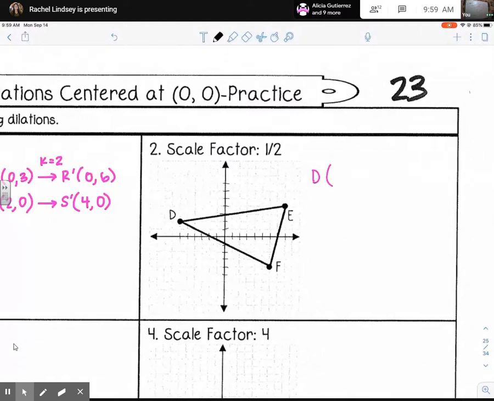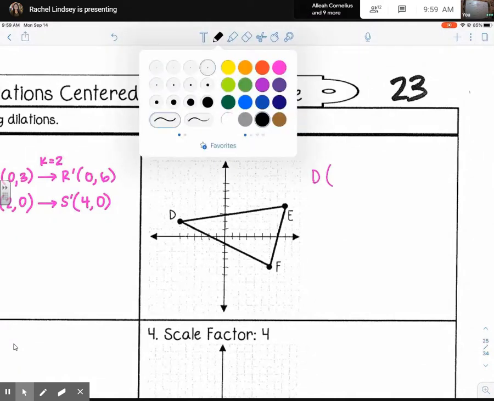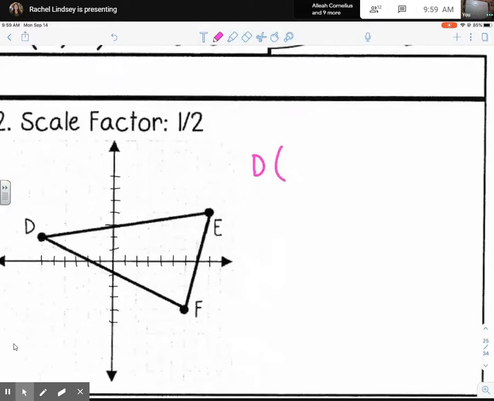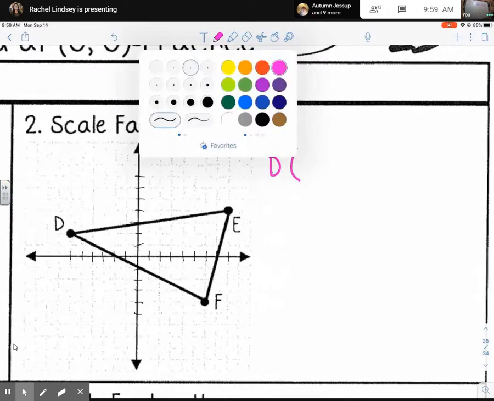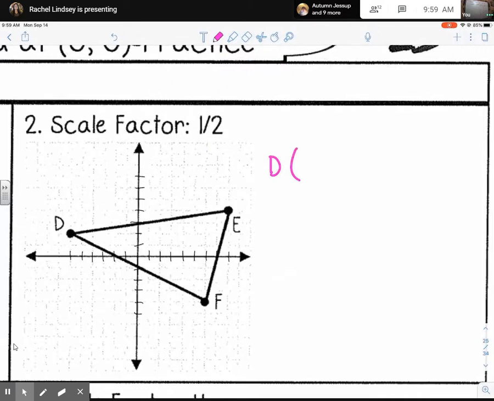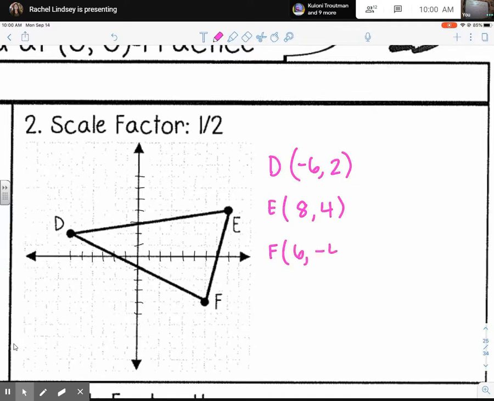Okay. So, where is D? -6, 2. That's 1, 2, 3, 4, 5, 6, -6, and up 2. E is at 1, 2, 3, 4, 5, 6, 7, 8, 4. And F is at 6, -4.